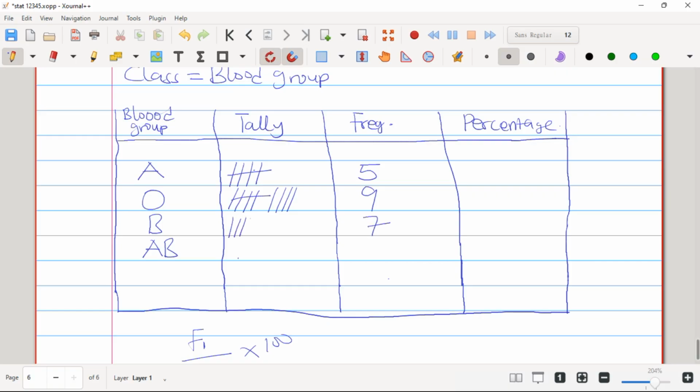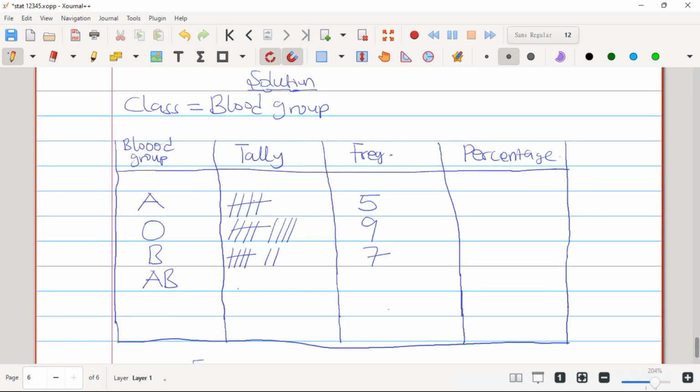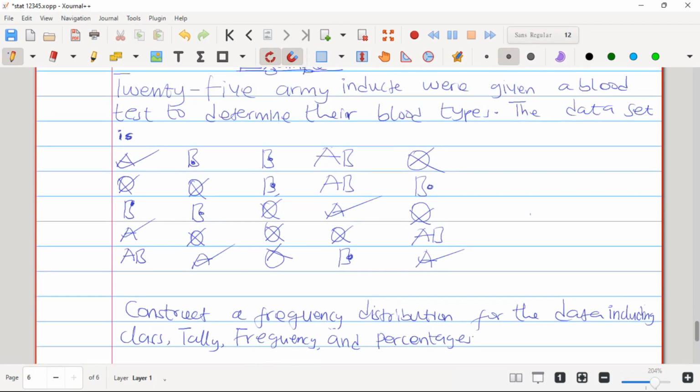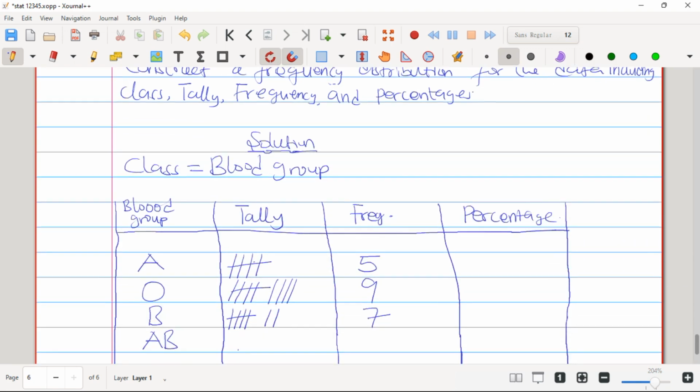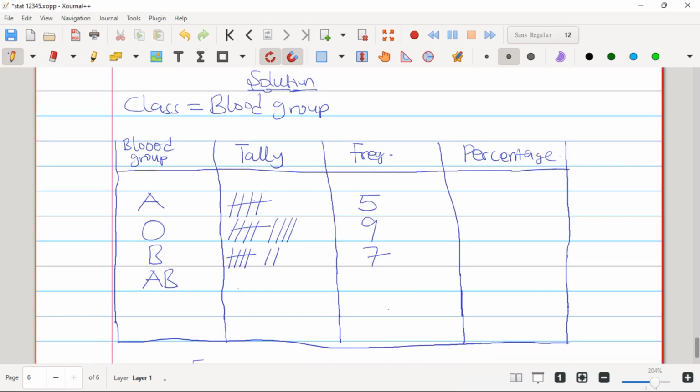1, 2, 3, 4, 5. 1, 2. Right? So let's go to the top there. And then let's count for the AB. We have 1. AB, no AB here. No AB here. 2, 3, 4. We're having 4 observations for the AB. So when we come to our table, we have 4 observations. So here is 1, 2, 3, 4.